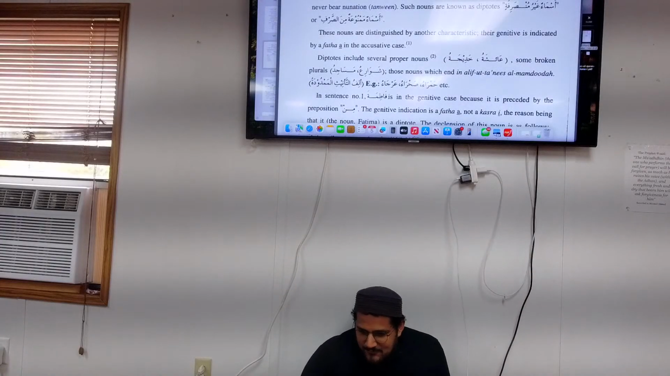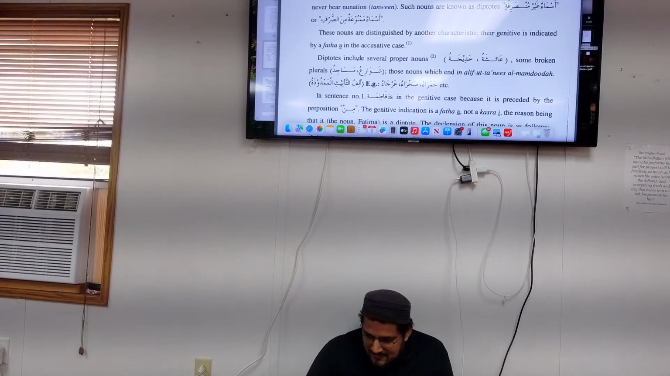Let's read the explanatory note. I want you guys to read it and show me whether it makes sense to you. Can you read the explanatory note right here? In Arabic, there are certain types of nouns which never bear tanween. Such nouns are known as diptotes: أسماء ممنوع من الصرف or أسماء غير منصرفة. Sometimes someone will just say it's غير منصرف. Just say it's a diptote.